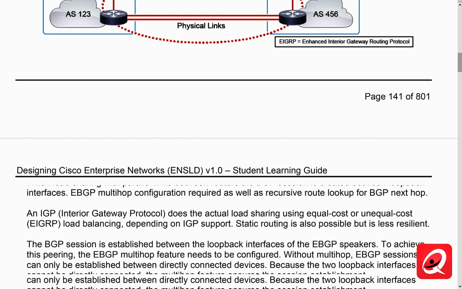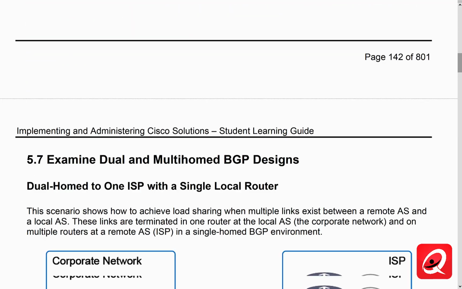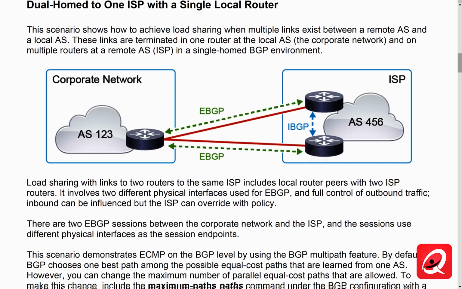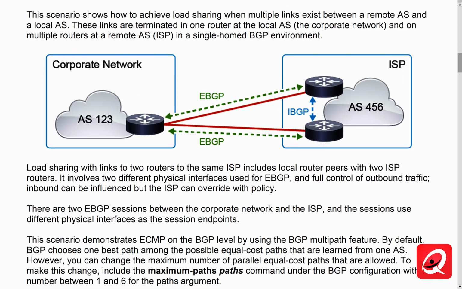Okay. Let's take a look at a couple of other scenarios here as well. Dual and multi-home BGP designs. In this top example, we have load sharing capability. We have a single router that is dual homed, if you will, not multi-homed, because we don't have multiple service providers, but it is dual homed to the same ISP.